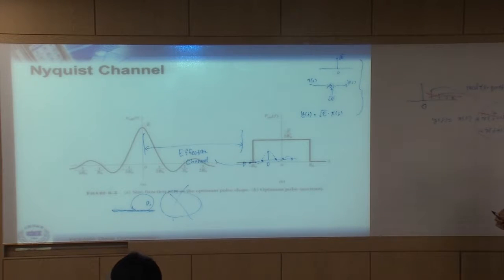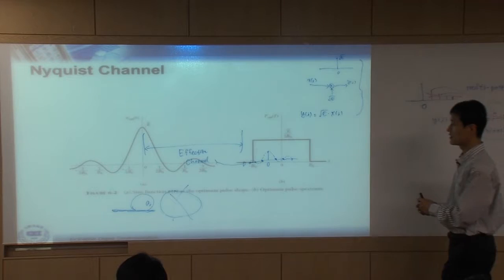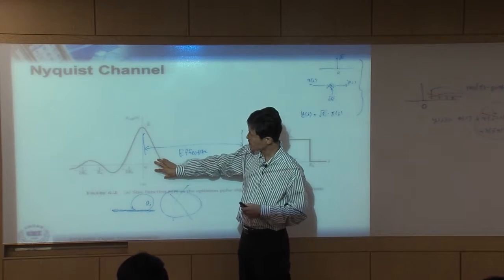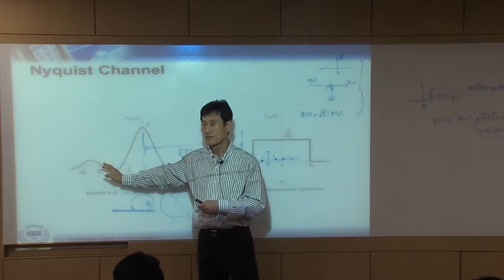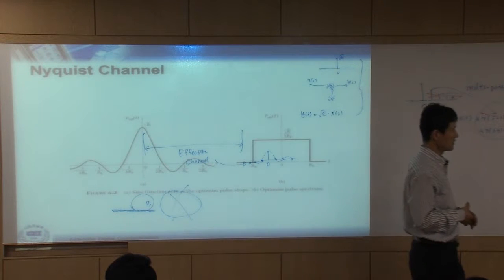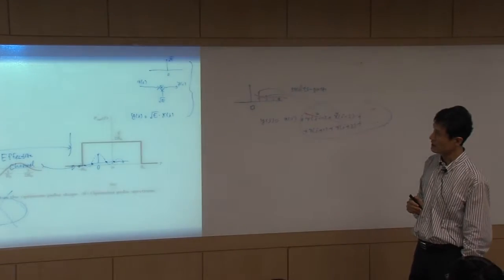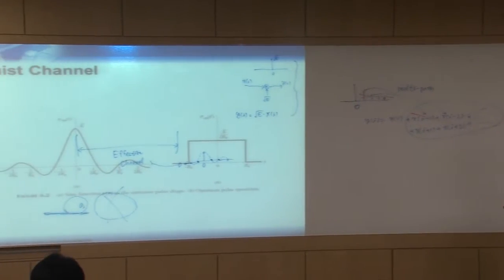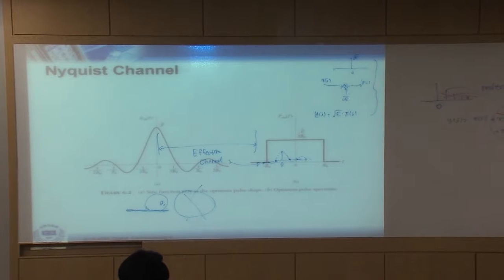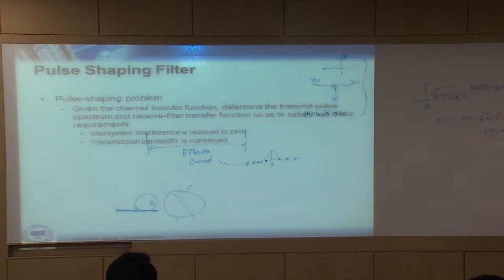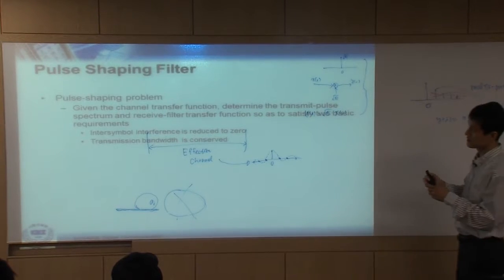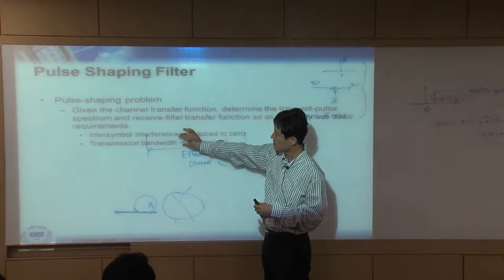However, the problem of the Nyquist channel in the practical implementation is that when you look at the time impulse response, it has a negative time. So negative time cannot be implemented in practice. So this Nyquist channel unfortunately cannot be implemented in practical systems. That's why we need to design the pulse shaping filter. And this pulse shaping filter is trying to make as close to Nyquist channel as possible, but not exactly the same, but close. So this pulse shaping filter has two goals.